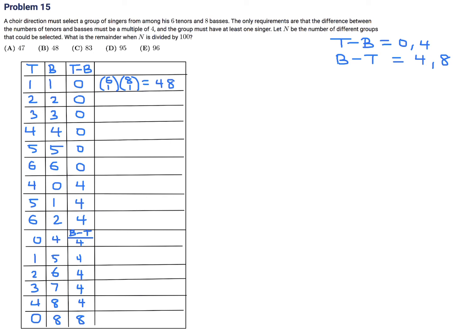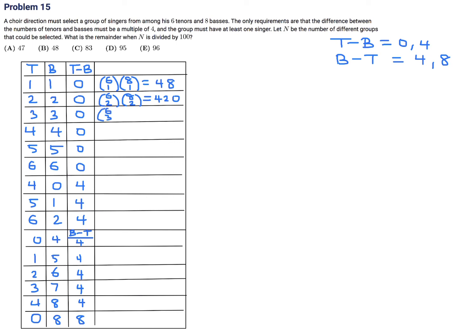So similarly, for the next one, from the 6 t's, I choose 2. From the 8 b's, I choose 2. And then I multiply those, and that is 420. Let's do a couple more.